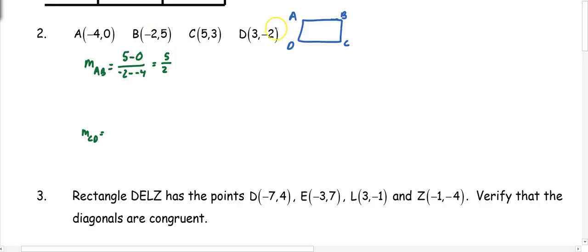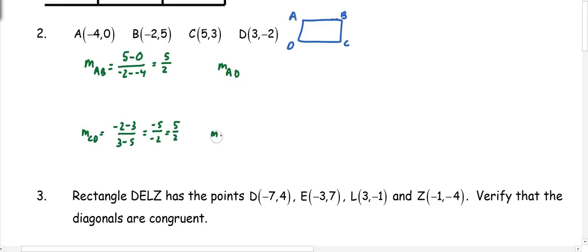And then we have CD. So negative 2 minus 3 over 3 minus 5. That gets us negative 5 over negative 2, which reduces to the same thing. So we know that those sides are parallel. Then we're going to move to the next set of sides, and we're going to do the side AD and the side BC.